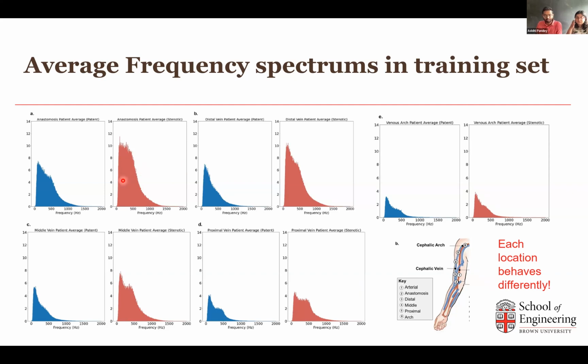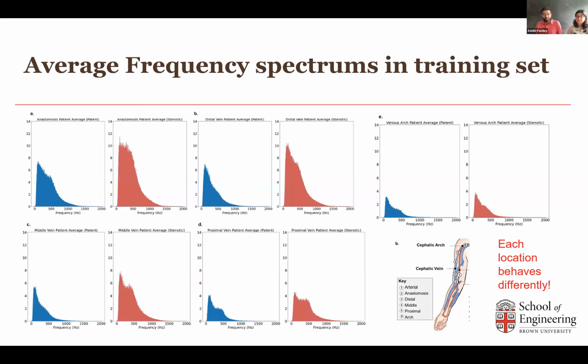So the author compared the average frequency spectrum in the training set, and as you can see from the figure, the area under the curve is higher for the stenotic case, which is red, compared to the blue, which is the patent case. This means that there is more loudness in the signal, which is also considered in the physical exam.